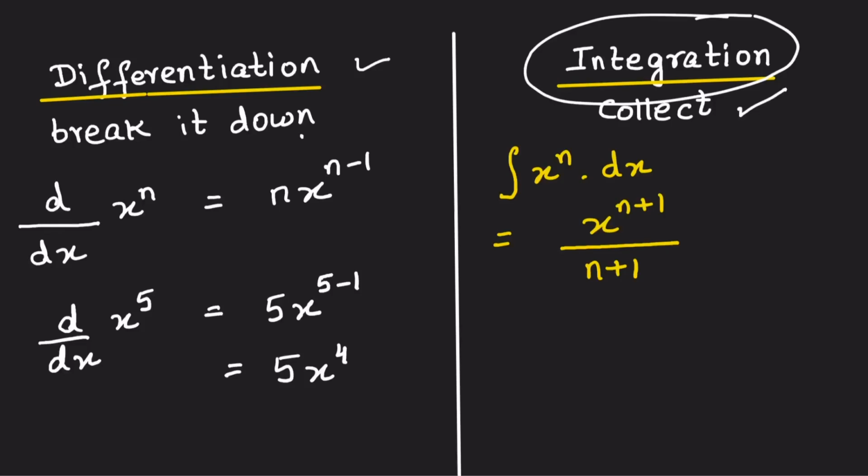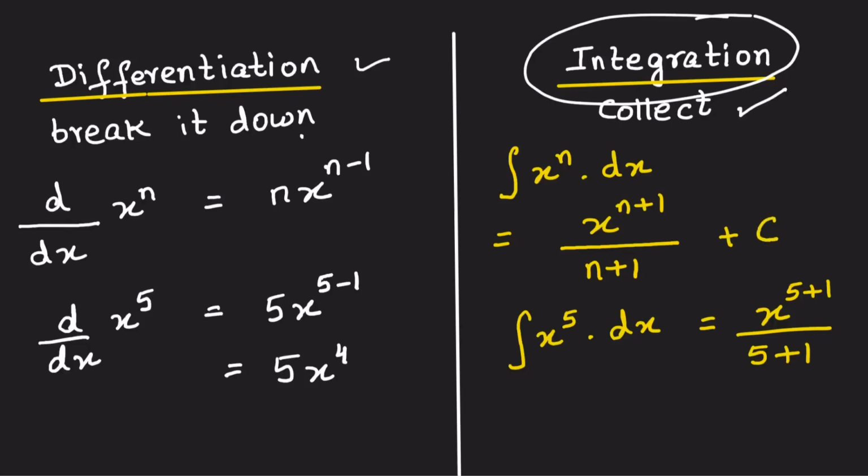On the other hand, when I integrate x to the power n dx, integrating with respect to x, this changes to x to the power n plus 1 upon n plus 1. Got it? So again, let's integrate x to the power 5 with respect to dx. So what do we get over here? X to the power 5 plus 1 divided by 5 plus 1. And we also get an integration constant if we are not using the limits over here. What are those limits? I shall talk about it a little later.